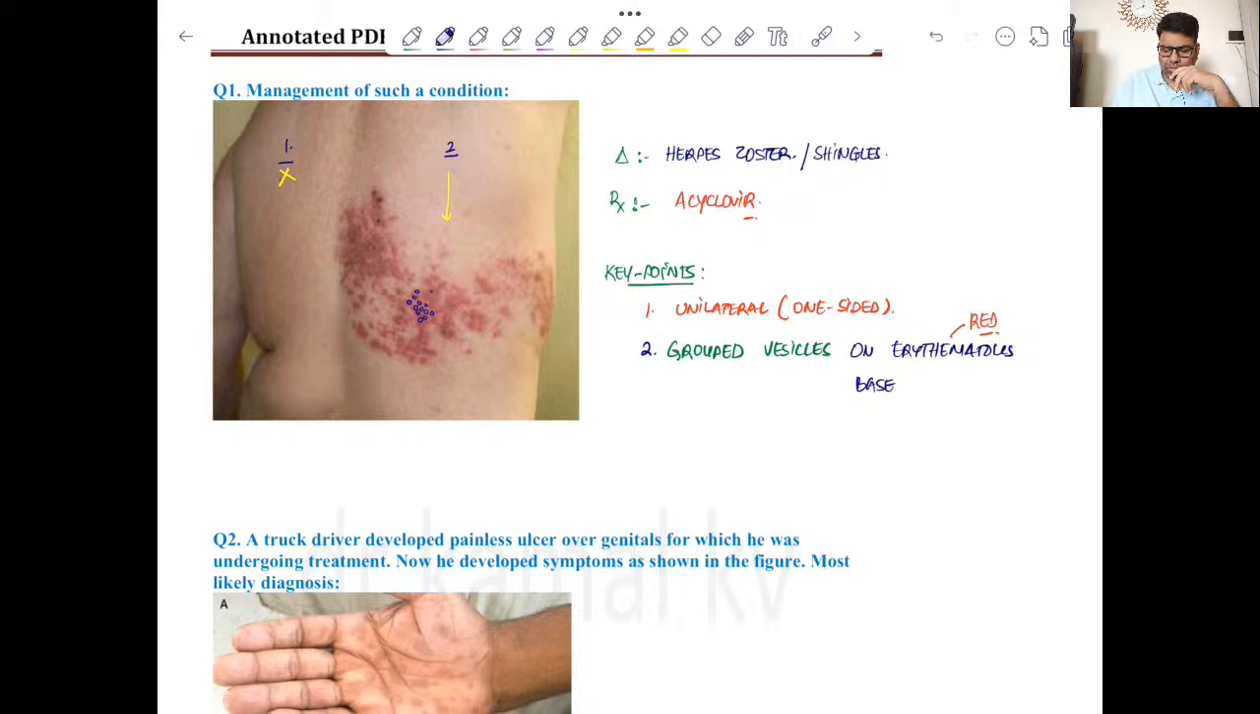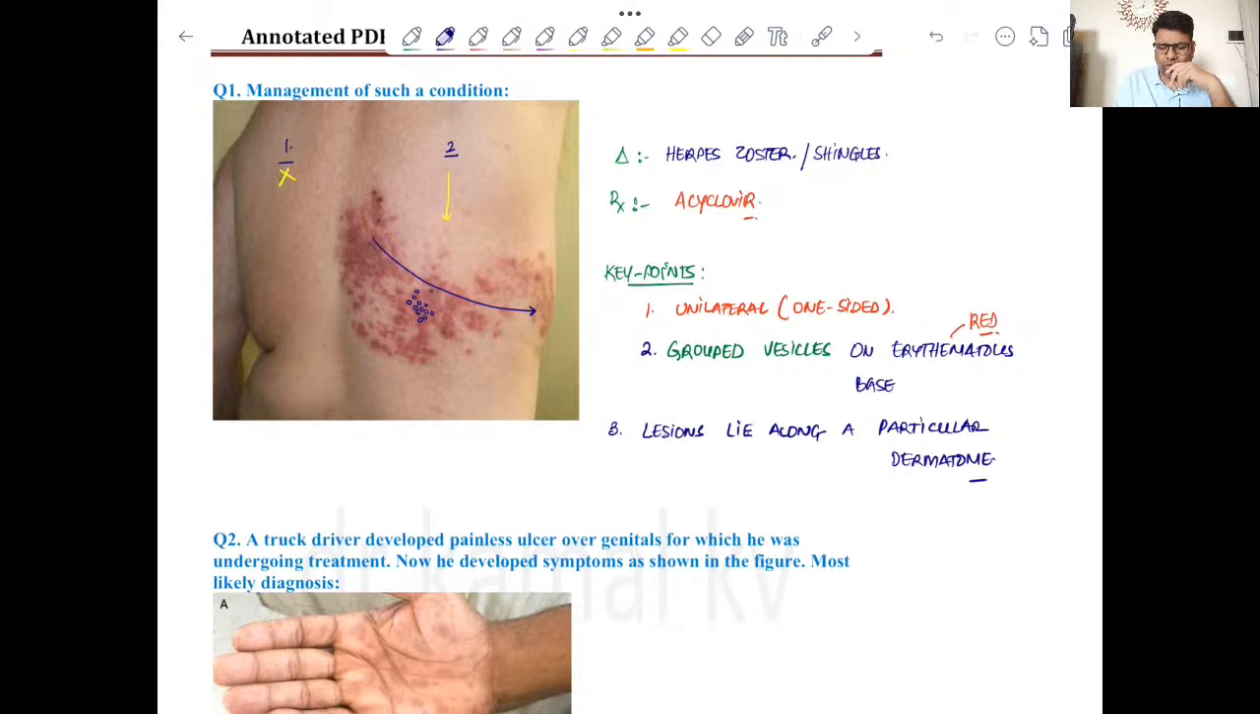Then the third thing which you need to remember here is that these lesions lie along a particular dermatome. Clear? So this is also in the classical description. So the lesions are present along one particular dermatome, right? So these are three key points which are necessary to identify or to label a given condition as herpes zoster.